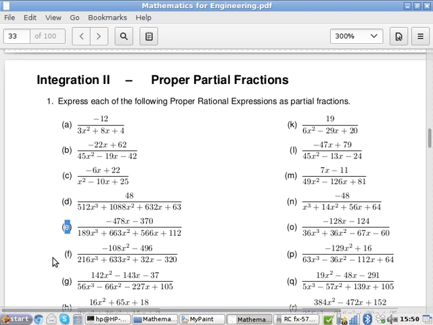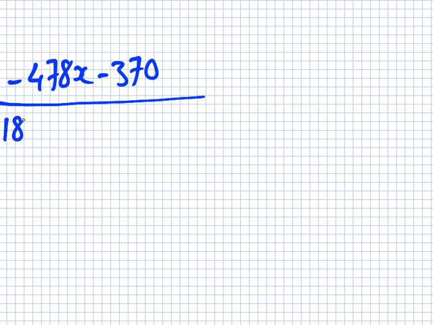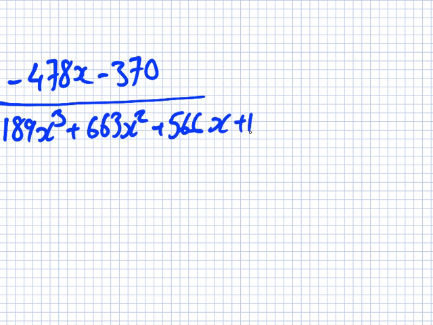Okay, can I do it now to write it down? Alright, so read it back to me. What is it? -12 over... No. -478x - 370 over 189x cubed, plus 663x squared, plus 566x, plus 112.